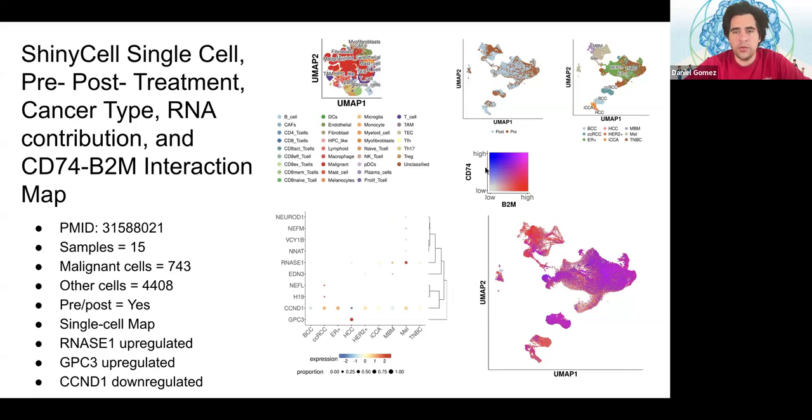And then CD74 and B2M interaction, this MHC complex is interacting with different TCRs in the immune system. We can see the expression of that interaction, high and low, shown here and here in a UMAP, as well as another heat map. So we can see RNASE1, GPC3, and CCND1 up and down regulated.